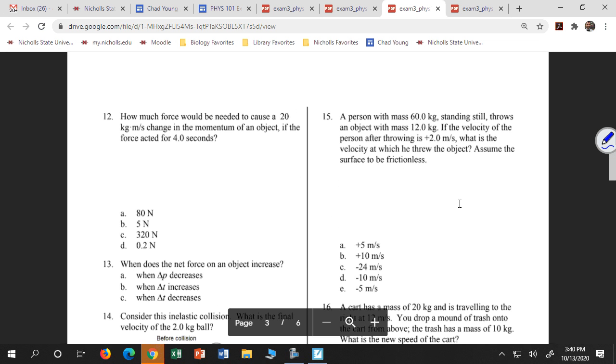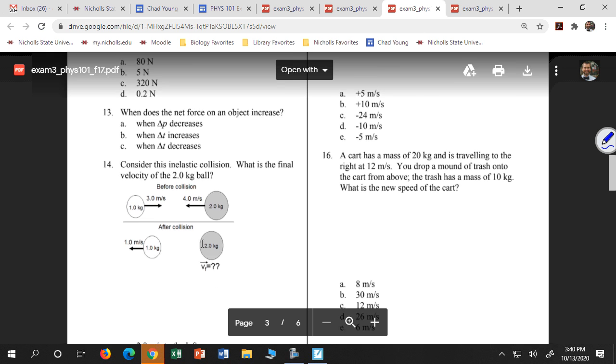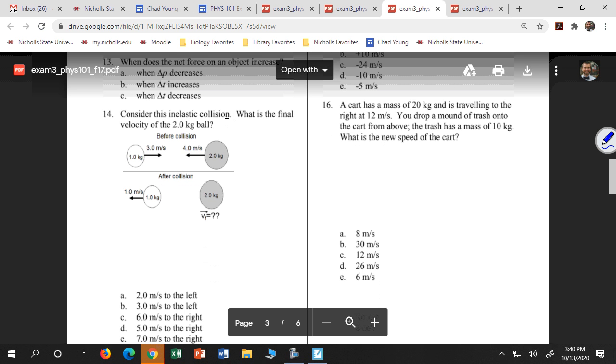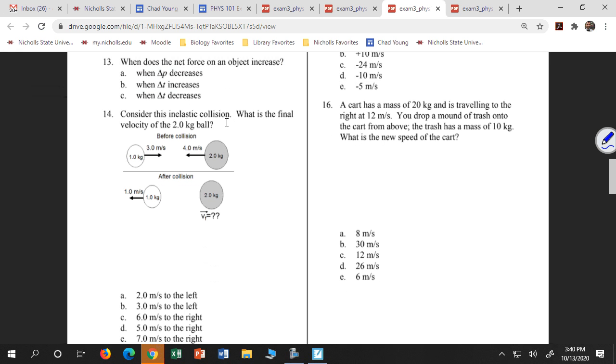We've done a lot of these, and you'll have a collision problem like this. Make sure you get the signs right. So this would be 1 times 3 plus 2 times -4 equals 1 times -1 plus 2 times VF. Just make sure you're getting the signs right. Your work will probably look very similar to this as you go through, making sure that this velocity is negative, this velocity is negative, and then solving properly for VF.